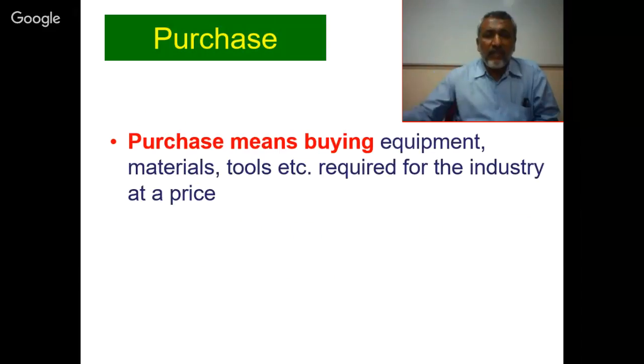Purchase is nothing but the buying of materials for the industry. The buying may be with respect to the equipment, with respect to the materials, with respect to the tools, with respect to consumables, or any of the items required for the industry.